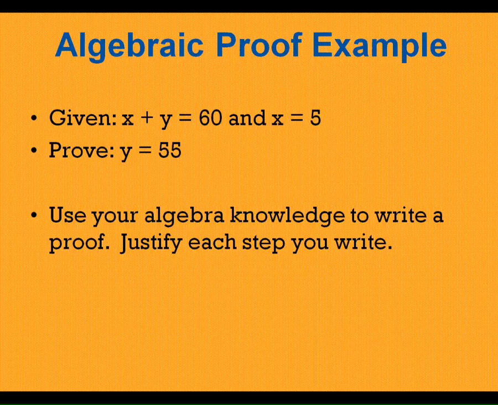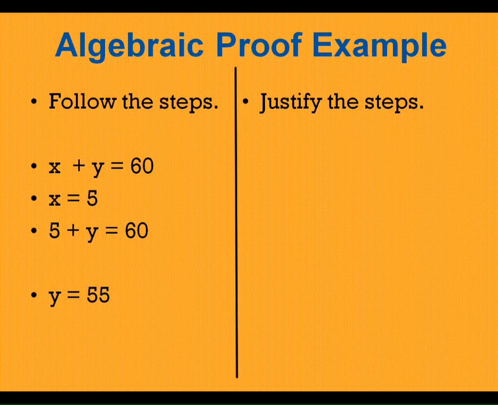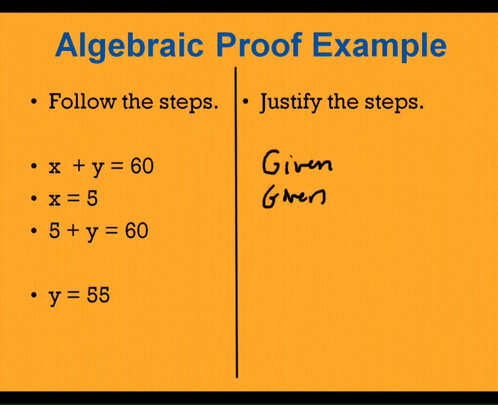Let's make this a 2-column proof, and we're going to talk a little bit more about 2 columns in just a second. I'm going to put my steps on the left side and my reasons on the right side. Just like every other proof we've done, what does every single proof start out with? The given. Every single proof, no matter if it's 2-column, paragraph, or flow proofs we get to, we write what's given to us. Well, x plus y equals 60 was given to us, and so was x equals 5. Those pieces of information were both given to us.